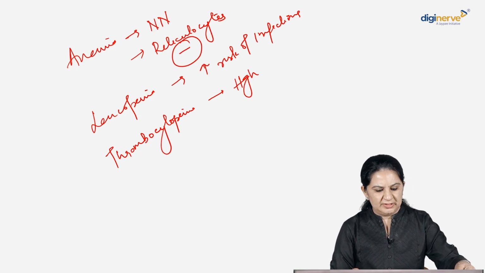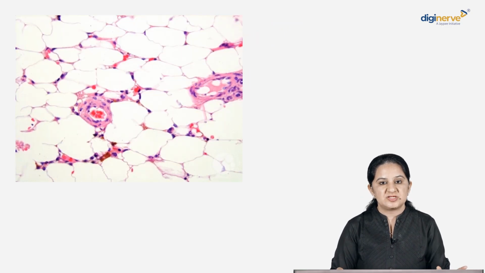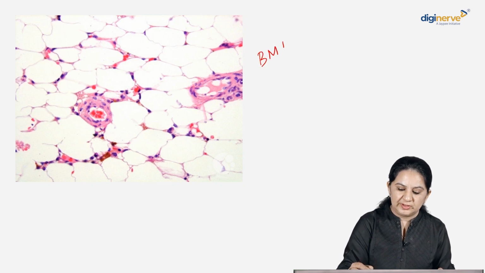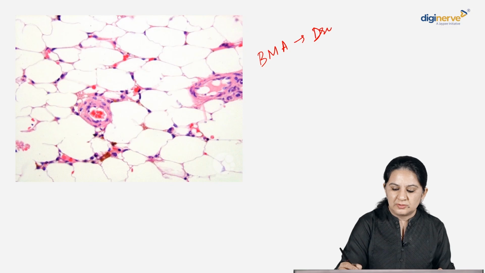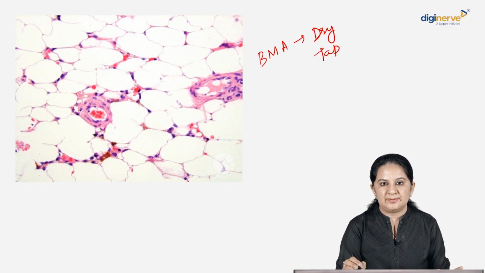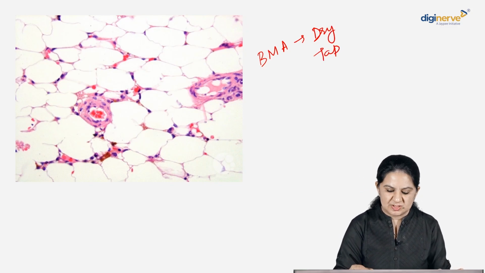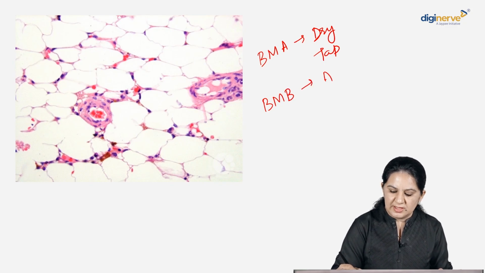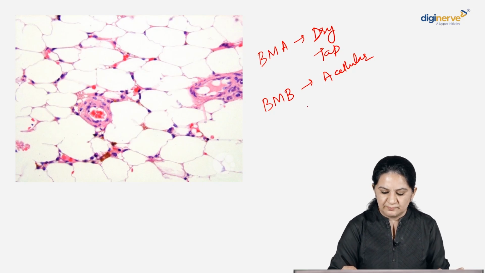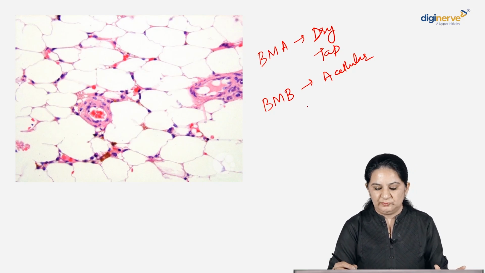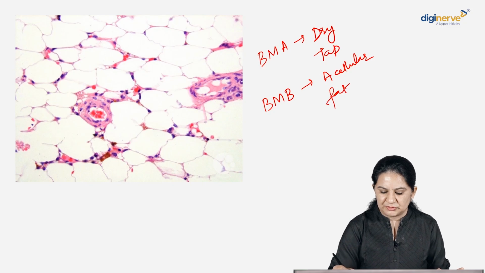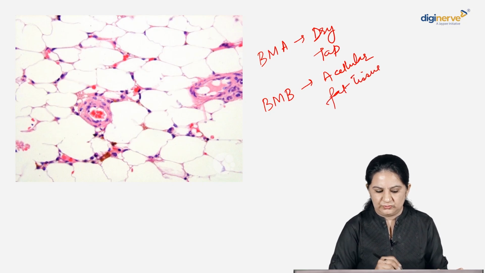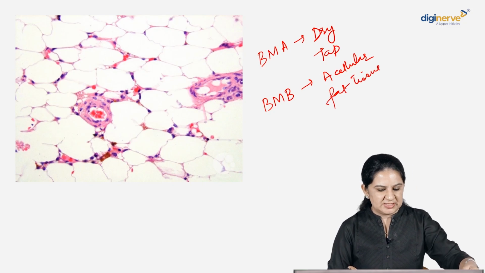Now coming to bone marrow. So what will you see in the bone marrow aspirate? Please remember, in the bone marrow aspirate, you will not get anything. It will be a dry tap. Dry tap means you will get no tissue in the bone marrow aspirate. If you see the bone marrow biopsy, it will be acellular. The biopsy would be acellular and the entire marrow will be replaced by fat tissue. So, this was aplastic anemia.